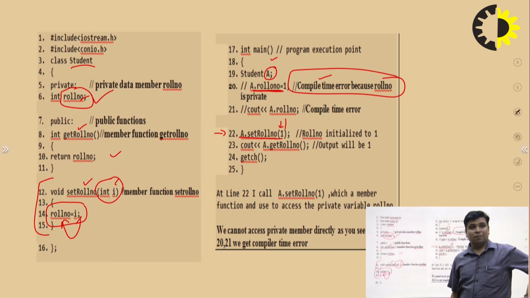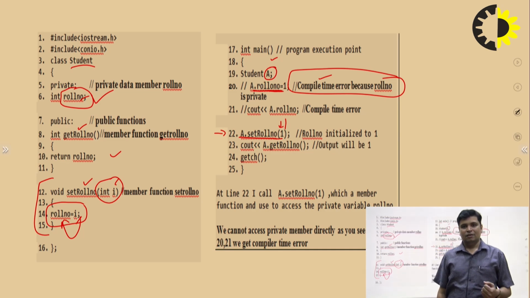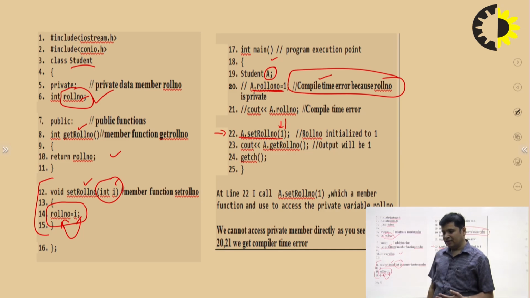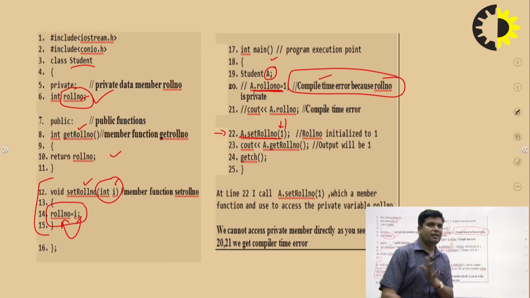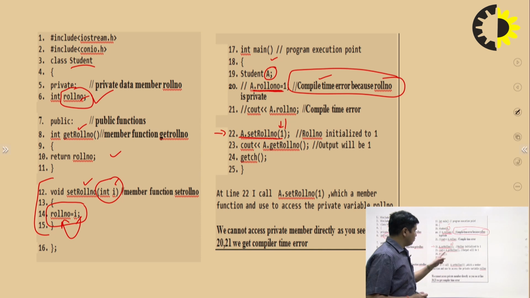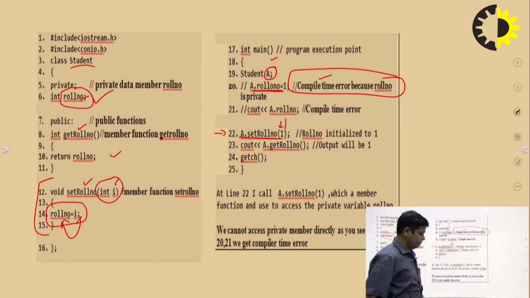So this is a possibility. We cannot say that we cannot access the private member. We can access the private member, but indirectly, not directly. That's why this is set roll number, and this value will be assigned to this roll number, a private member of the class student.